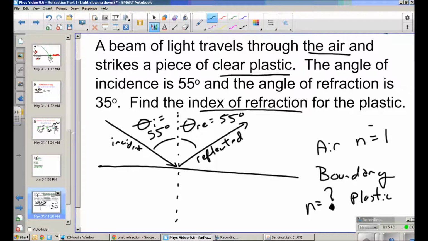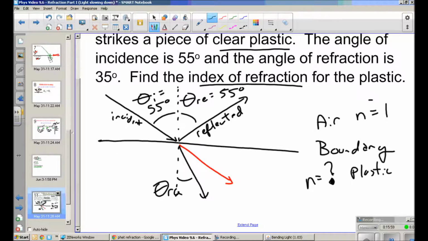Okay, and the beam of light, when it goes into the plastic, does not go straight. Don't draw this, but I'm about to draw in red. It doesn't do this. It bends and goes this way, so that my angle of refraction is 35 degrees. All right, and this red line was just meant to indicate what would have happened if the light had not bent. Okay?